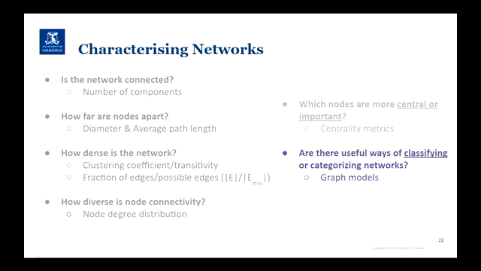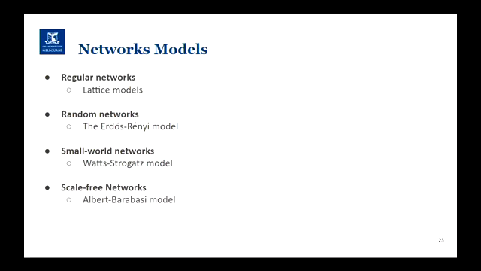how do we classify our graphs into specific categories? How do we know how the graphs behave? For that, we can compare our graphs with automatically generated models, and that's quite important. The first network model that I would like to present is regular networks. Let's imagine a lattice model. We'll also talk about random networks, and for that we'll have the Erdős-Rényi model. We're going to briefly talk about small world networks with the Watts-Strogatz model, and scale-free networks that I already mentioned today with the Albert-Barabási model.